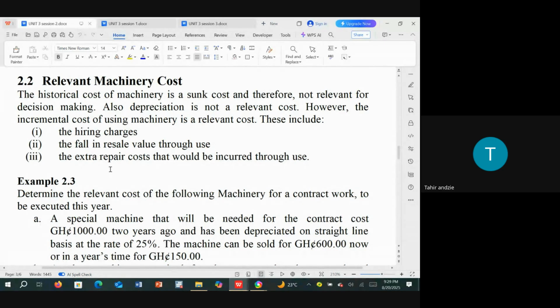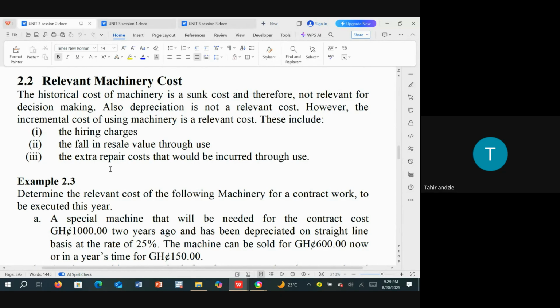Then extra repairs that would be incurred through use. The extra repairs here are any other cost we incur in putting the asset in a position that will make it useful for undertaking that particular decision. It is not the normal maintenance. Normal maintenance cost is not a relevant cost, but the additional cost you are going to incur to bring the asset to a condition where it will be useful for the decision is what you call the extra repair cost.